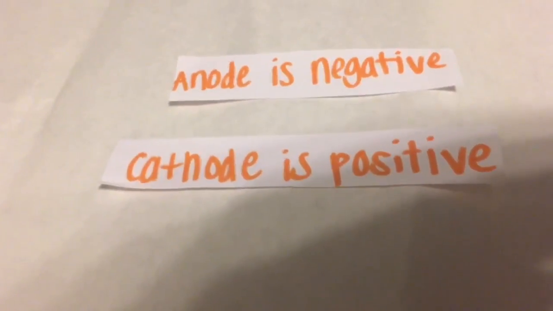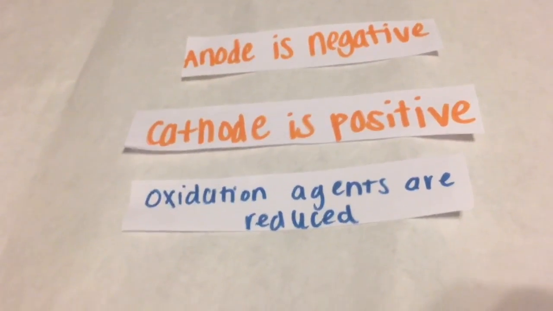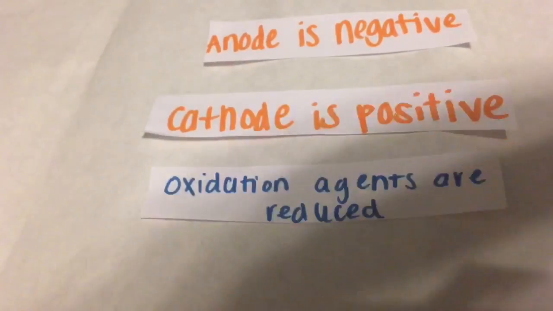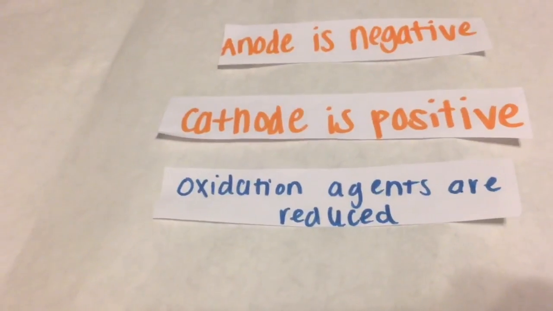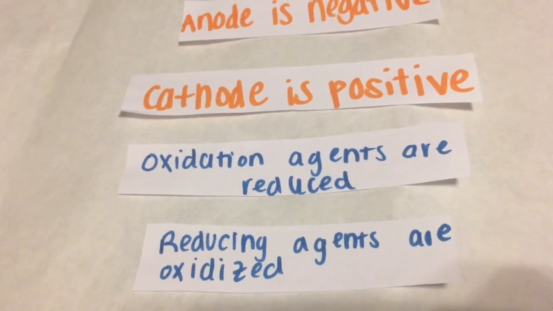Also, in the cathode, oxidizing agents are reduced. This may sound backwards, but the same idea works for the anode. In the anode, reducing agents are oxidized.